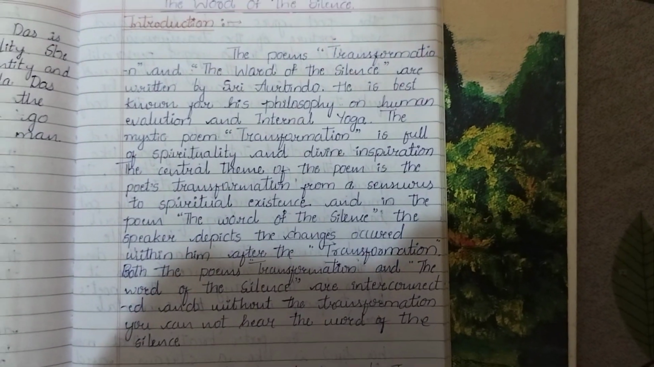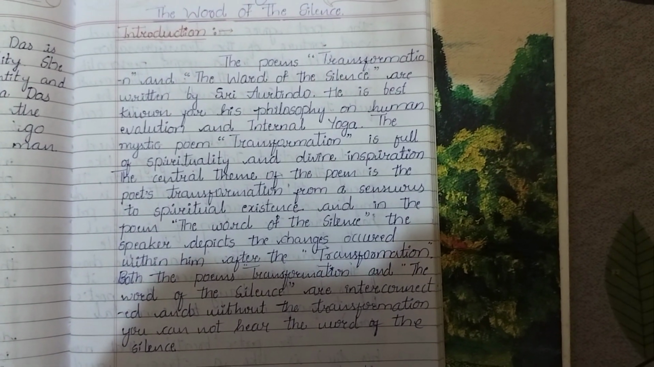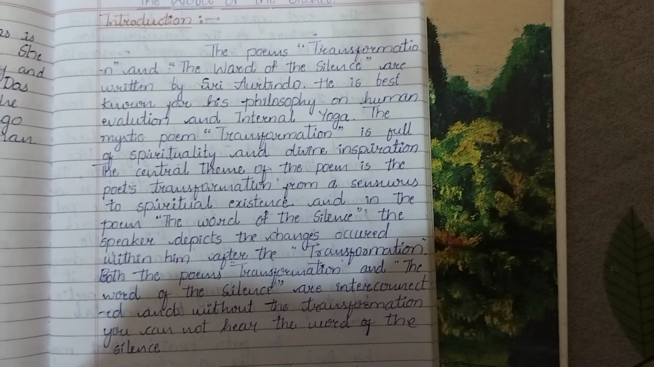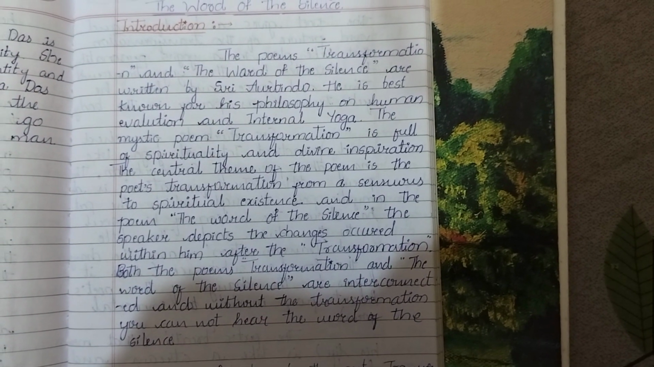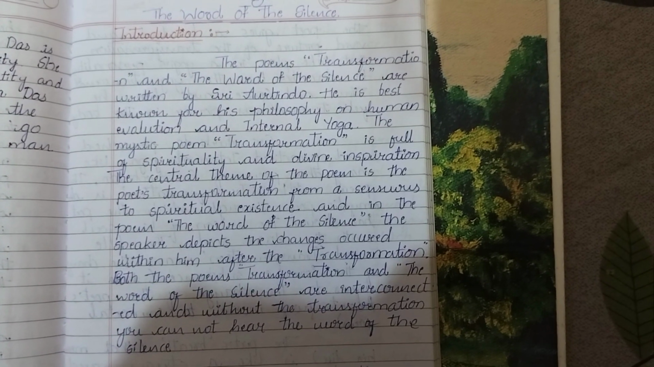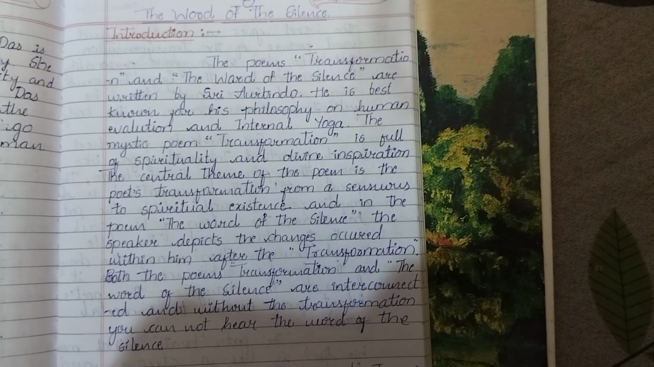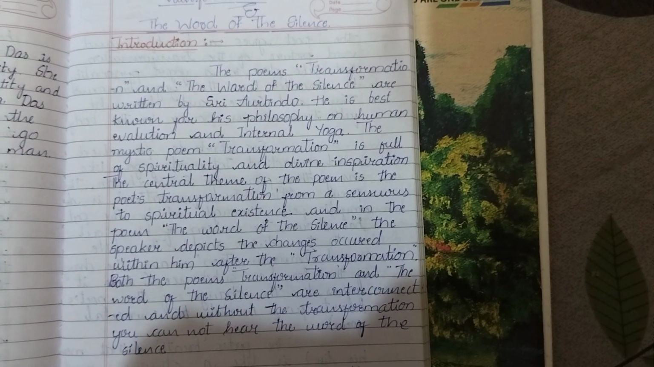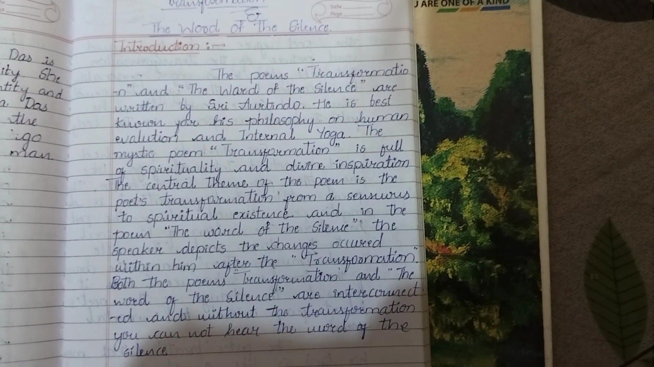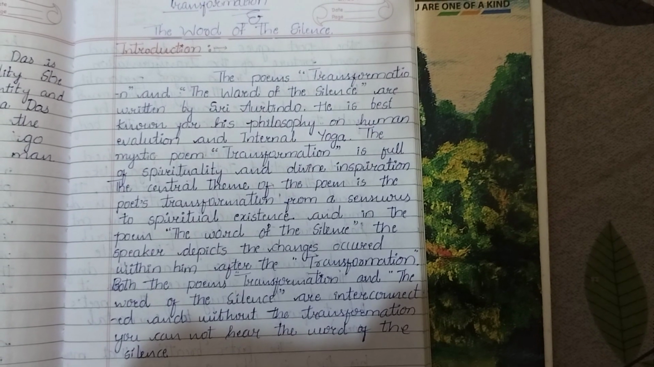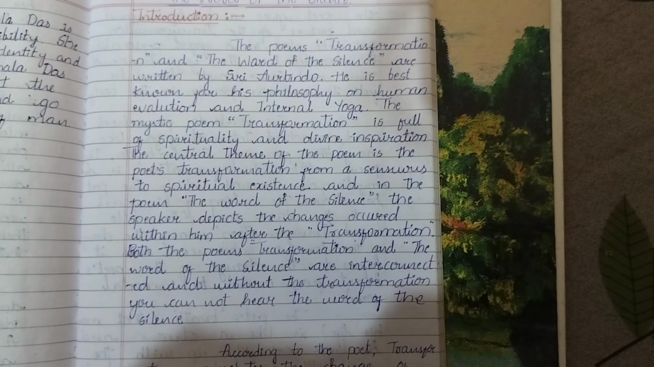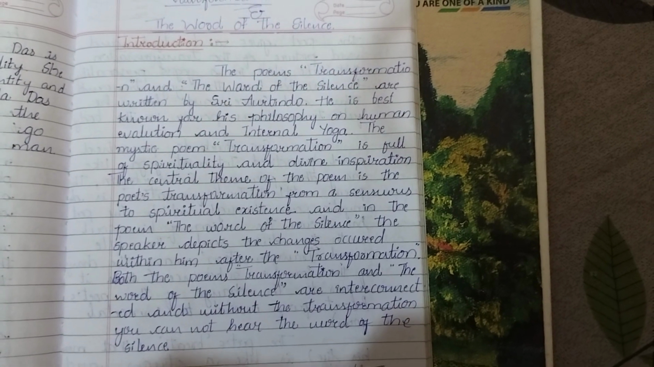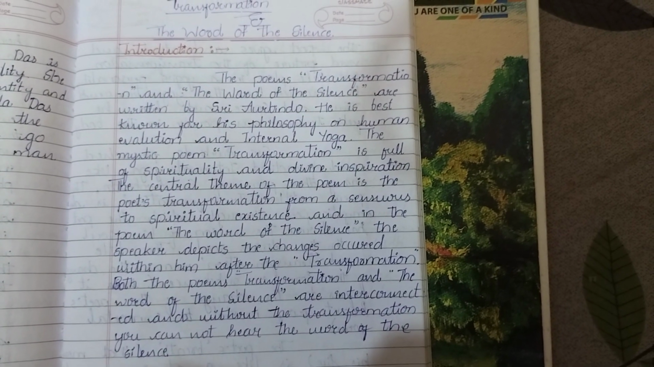The poems Transformation and The Word of the Silence are written by Sri Aurobindo. He is best known for his philosophy on human evolution and integral yoga. The mystic poem Transformation is full of spirituality and divine inspiration. The central theme of the poem is the poet's transformation from a sensuous to spiritual existence. And in the poem The Word of the Silence, the speaker depicts the changes occurred within him after the transformation.